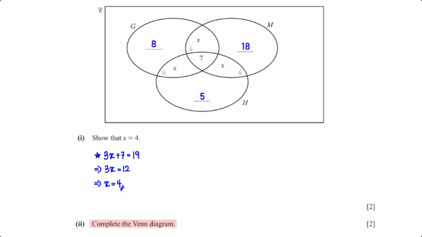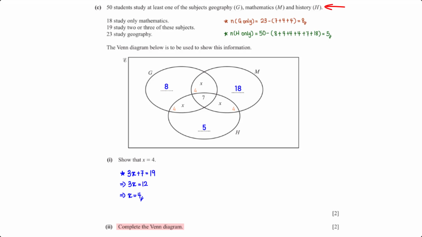Complete the Venn diagram. Based on this, we know that there would be no students outside sets G, M, and H. We are told 18 students study only mathematics, so we put 18 in this region. We are told 23 students study geography. This means if we add the elements in this region, we should get 23. So to get the number of students who study only geography, this is what we have, which is equal to 8. We know there are 50 students in total, so to get the number of students who study only history, this is what we have, which is equal to 5.